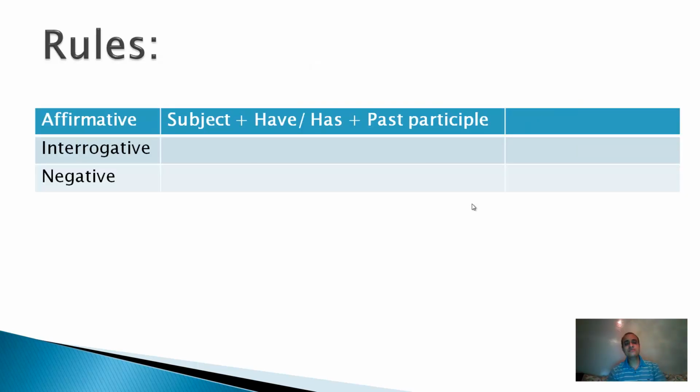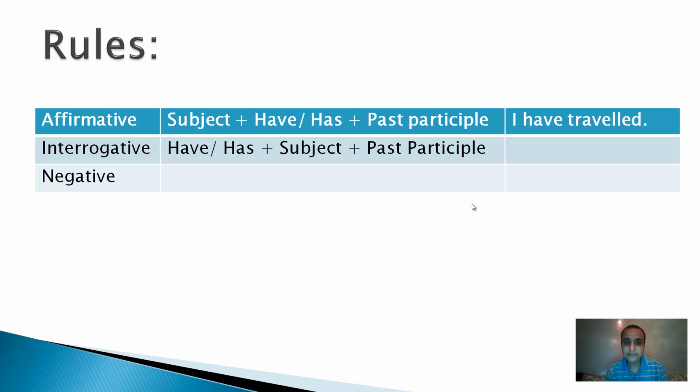Now we continue our rules. Now examples. An example for the affirmative. So in the affirmative we have subject plus have or has plus past participle. Example, I have traveled, or I have eaten, or I have worked. So subject plus have or has plus past participle. Interrogative, have or has plus subject plus past participle.